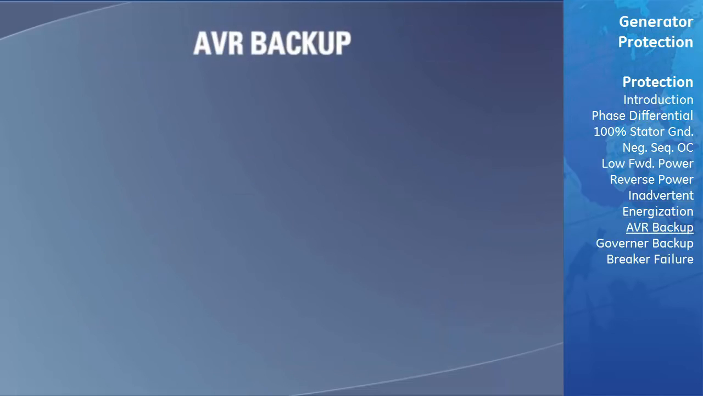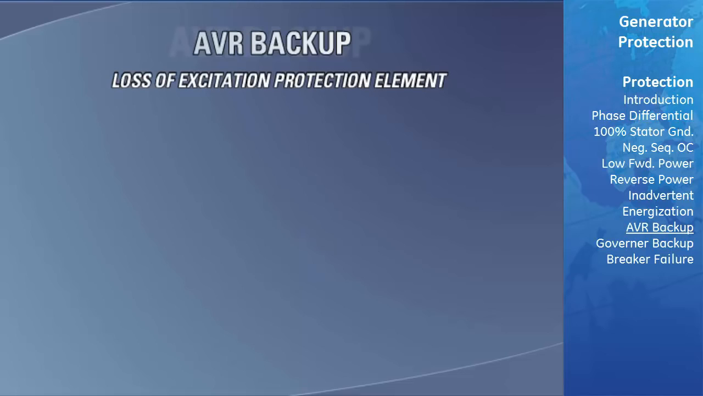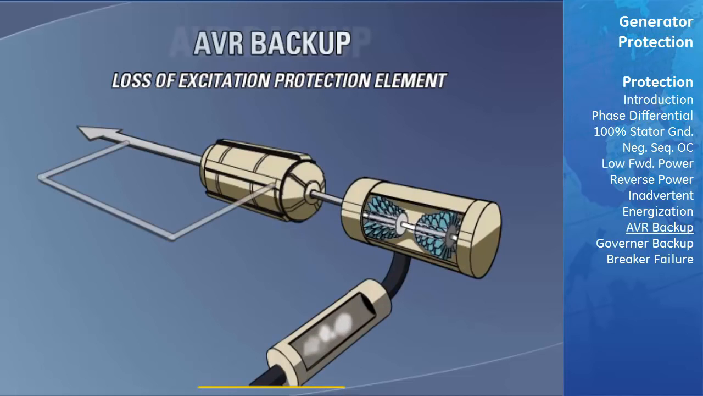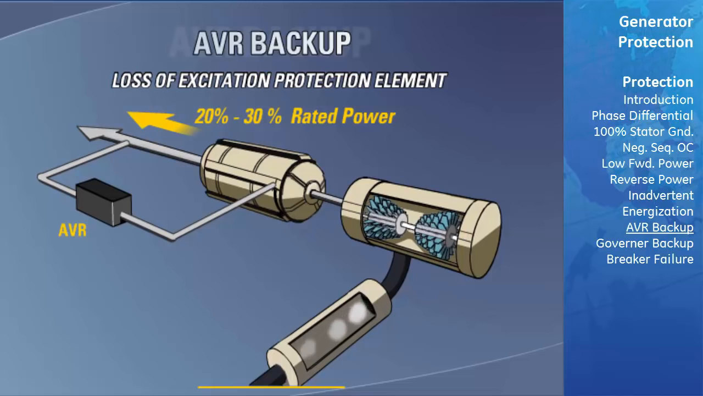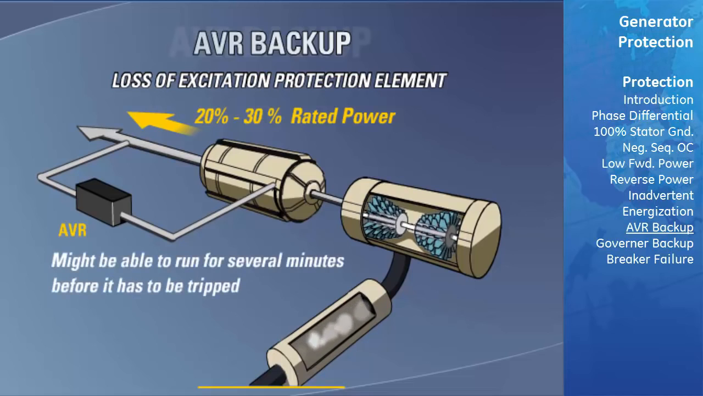The next three elements we will discuss are the backup elements for the AVR. The first element is the loss of excitation protective element. If the generator is initially operating at only 20 to 30% of rated power, and with loss of excitation, it might be able to run for several minutes before it has to be tripped. There might be sufficient time for remedial action to restore the excitation.